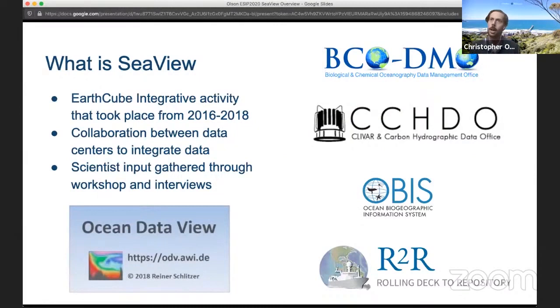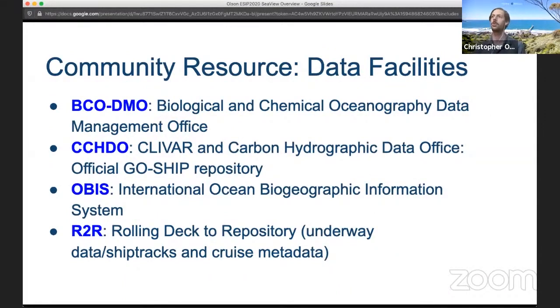So what is CView? CView is an EarthCube integrated activity between about 2016 and 2018. I don't remember the exact dates, but this has been completed. It was a collaboration between people from different data repositories working to integrate data into a common platform. And the motivators for this were driven a lot by a workshop and scientist interviews to gauge priorities and give direction.